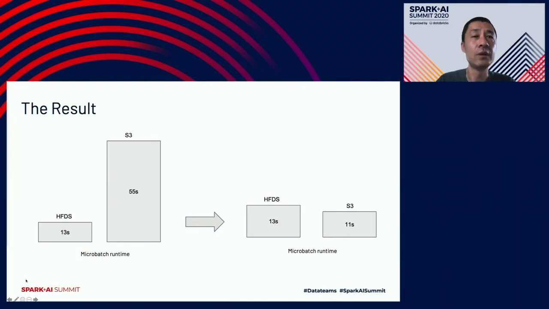With the removal of more operations and increased upload throughput, the micro-batch runtime decreased from 55 seconds to 11 seconds, which is even better than HDFS.